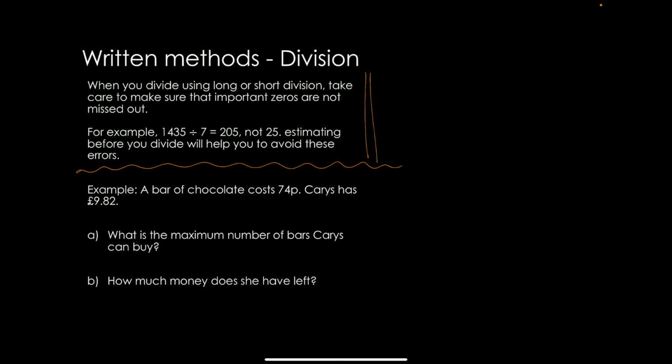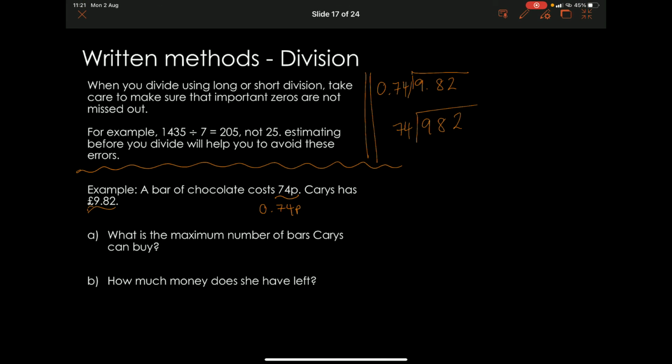Now in this case, I wouldn't sit and do £9.82 divided by 74 pence. For a start, this is in pence and this is in pounds. So they're in separate units. So I would either have to do £9.82 divided by 0.74, which looks awful and I don't want to do that. Or I could do 982 divided by 74, because they're both in pence. Still, I would not like to do that either.